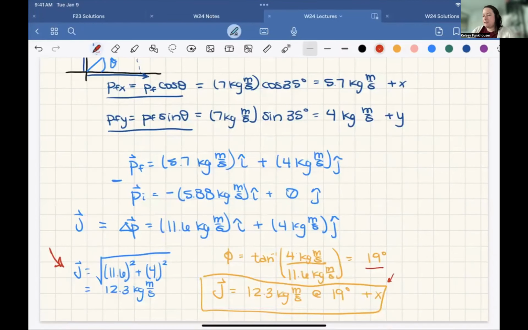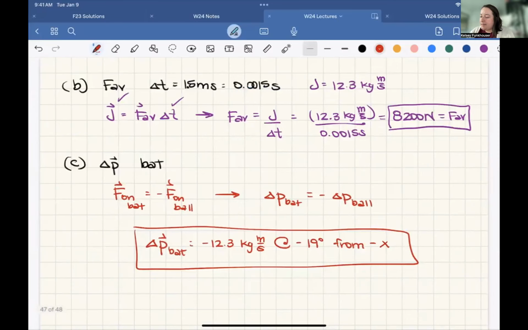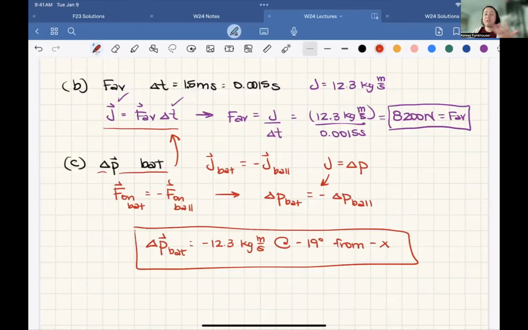above the positive x-axis. Then we also were asked for the average force, which impulse is the average force over the time interval, so we just solved that. And then it asked for the change in momentum of the bat, but because the force acting is equal and opposite, and the time interval is the same, and it really comes from this equation here. So the impulse experienced by the bat is equal to the negative of the impulse experienced by the ball. And impulse equals the change in momentum. So that is how we get that. We just add a negative sign.